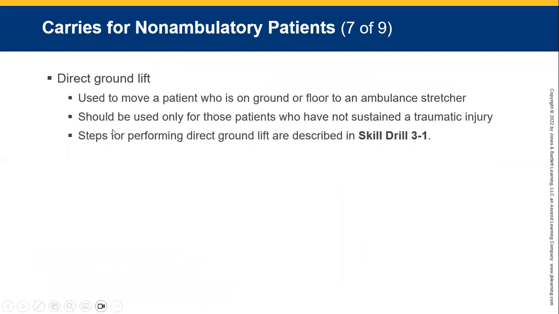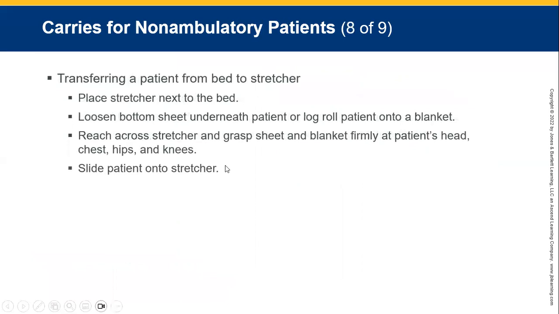Okay, direct ground lift. This is used to move a patient who is on the ground or floor to an ambulance stretcher. It should be used with patients who have not sustained any traumatic injuries, broken bones, C-spine injuries, head injuries, things like that. Please be careful when you're doing things like this.